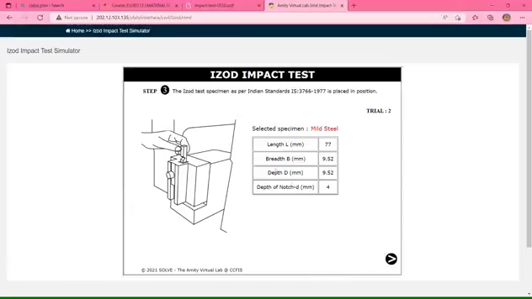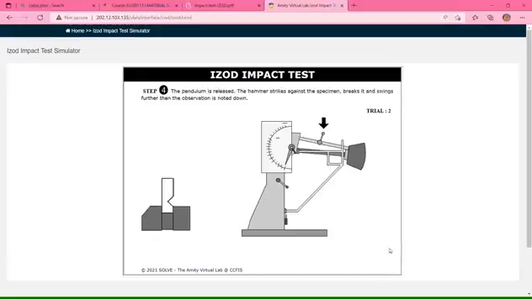For the Izod impact test for trial 2 using the mild steel, we got the length of the mild steel 77 mm, and the breadth B we got 9.52 mm, and the depth D we got 9.52 mm, and the depth of notch D we got 4 mm. And then we repeat step 4 for trial 2.